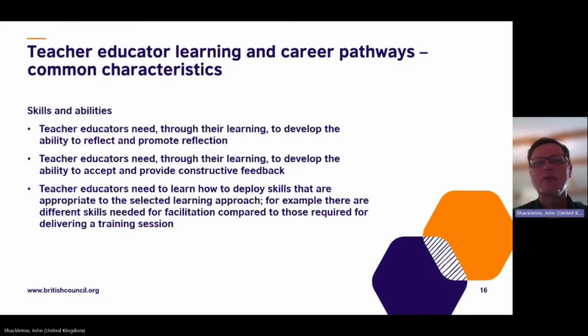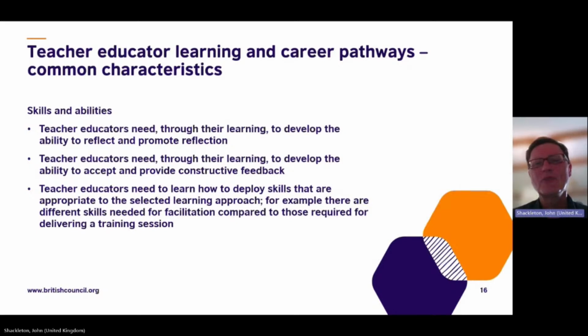They talk about developing the skills to reflect, and not just to reflect themselves, but how to promote reflection amongst the teachers that they're working with. They talk especially about feedback, and again, not just how to provide constructive feedback, but how they themselves as educators need to have that ability to accept feedback as well as dish it out, as it were.